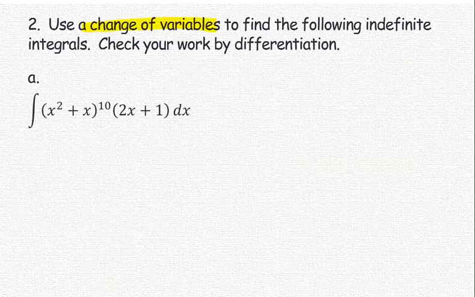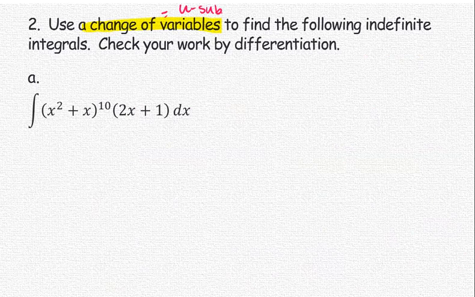Use a change of variable. Another meaning: use u-substitution to find the following indefinite integral. Indefinite integral, integral sign, no lower, no upper limit. And then we can check the work by differentiation.